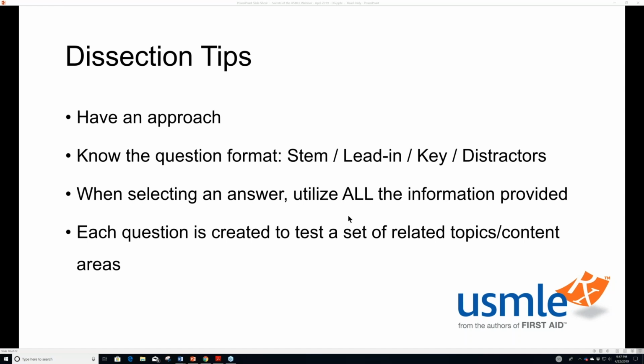And remember that each question is created to test a set of related topics and content areas. So when they write a question, they're writing it thinking, I want to test the student on metabolic alkalosis diagnoses, or I want to test the student on cardiac physiology, pressure volume curves. And if you realize that they have a specific topic and content area in mind, sometimes that can help you hone in on an answer. Oh, they're probably trying to test me on this, so that makes A more likely to be right than C.